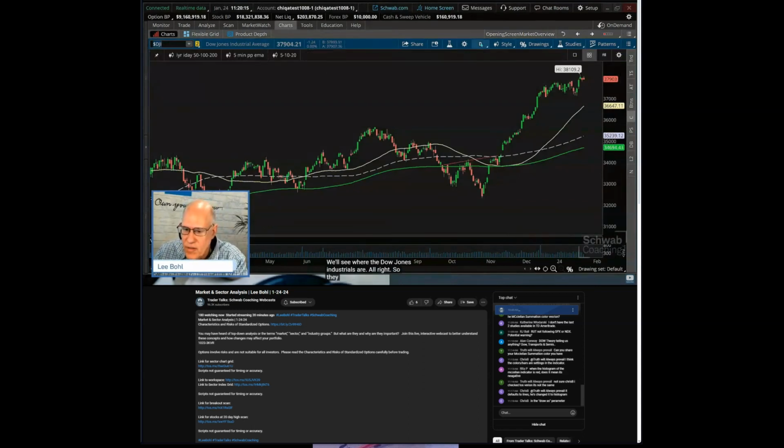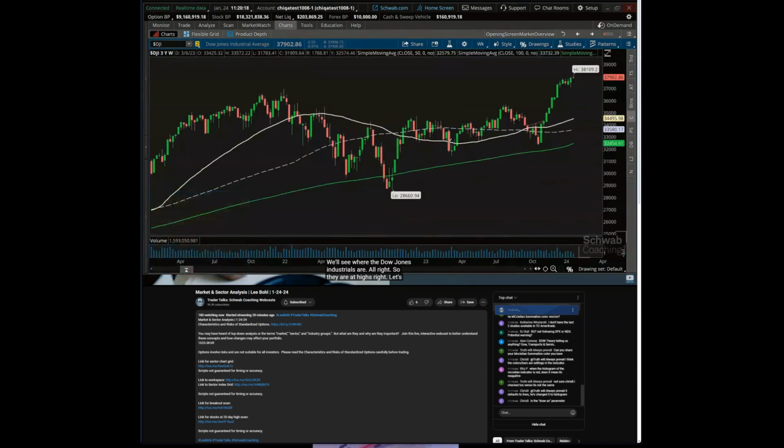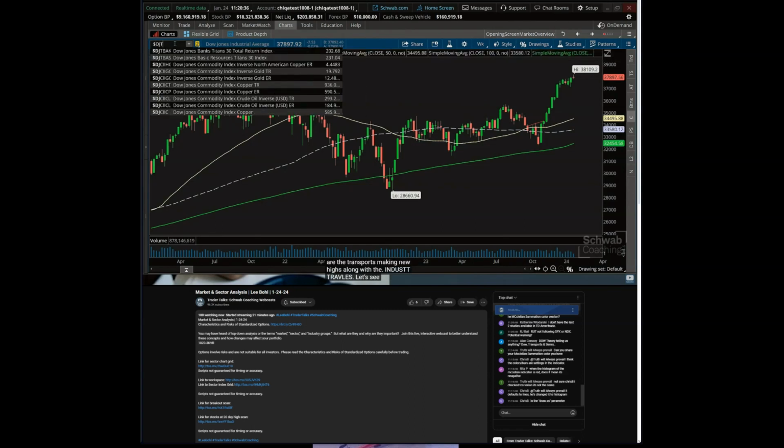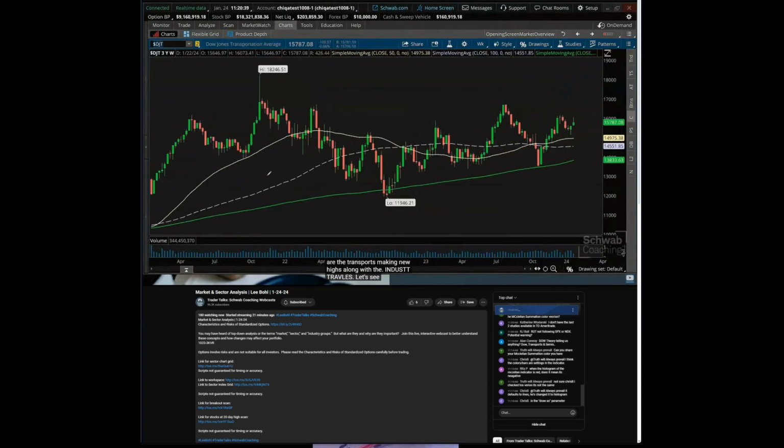Let's go to a weekly chart. So they're at highs, a little bit of a flag on the weekly chart here. So what we want to see is, are the transports making new highs along with the industrials? Let's see. No. Close. So this was a high a while ago, but we're not there yet.